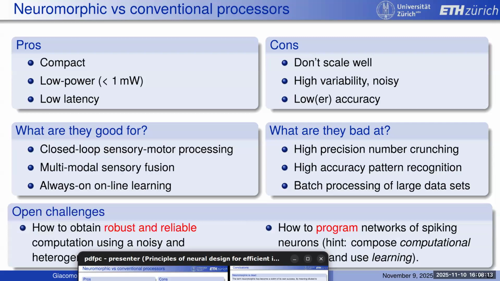And there are still challenges. So I showed you how to use populations to do robust computation, but still neuroscience can help us understand how to improve that even more. And the biggest challenge is how to program these. How do I create an if then else loop with a bunch of neurons?